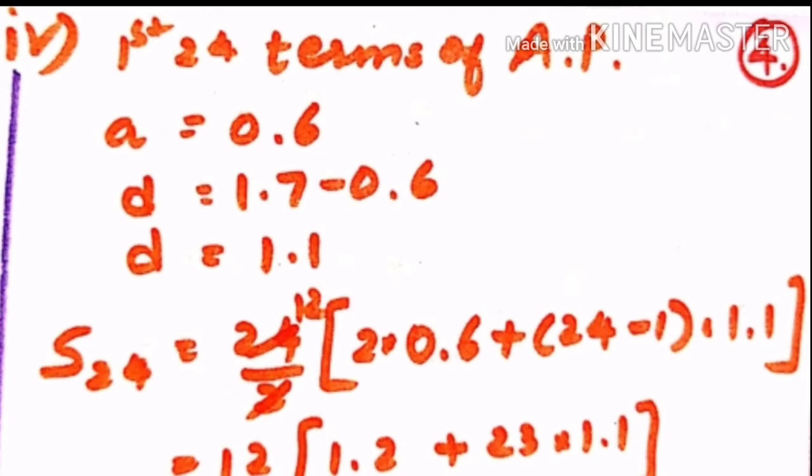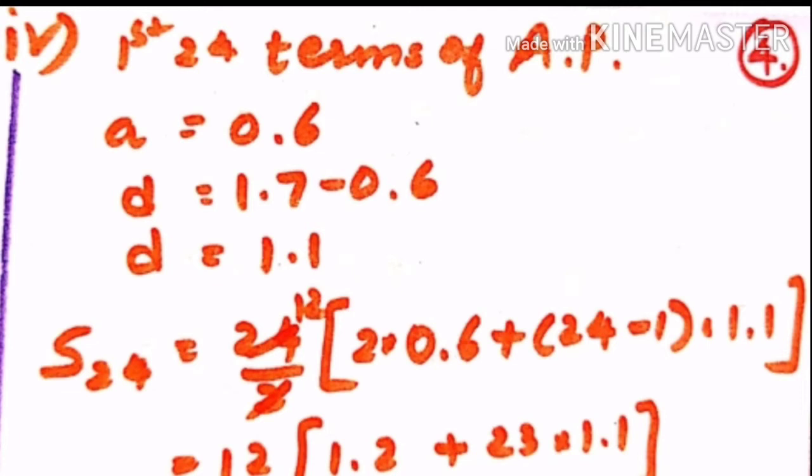Now we write the formula for S24. Directly I have put the formula. So S24 is equal to n by 2. N is 24, so 24 by 2, 2a, 2 into a is 0.6, plus n, 24 minus 1, into d, that is 1.1. So first of all outside the bracket 24 by 2 we cancel by 12. So outside the bracket 12, in the bracket 2 into 0.6 is 1.2 plus 24 minus 1, 23, multiplying 1.1.